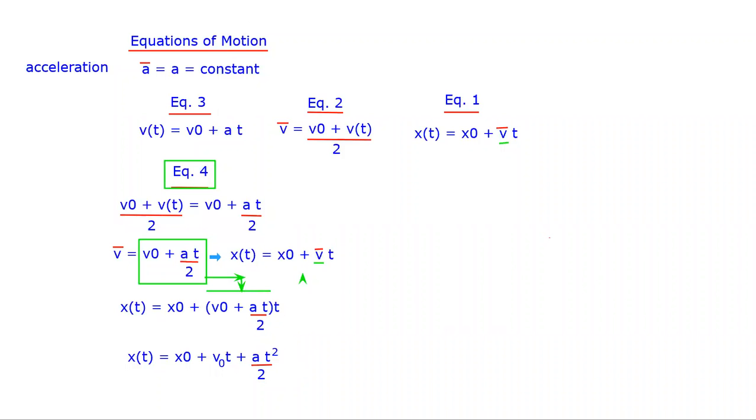So I would say this is probably the most important of the 5 equations of motion that we have, is this one right here, which is the position function with respect to the time variable, which is quadratic and proportional to t squared. So that's equation 4. I hope that helps, and I'll move on to our last equation, equation 5.